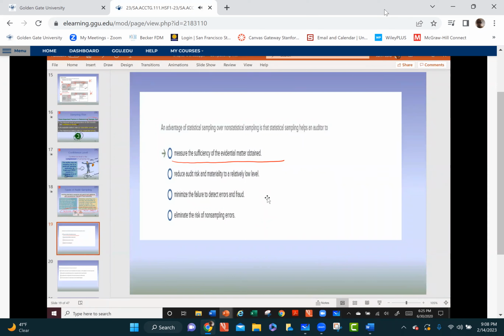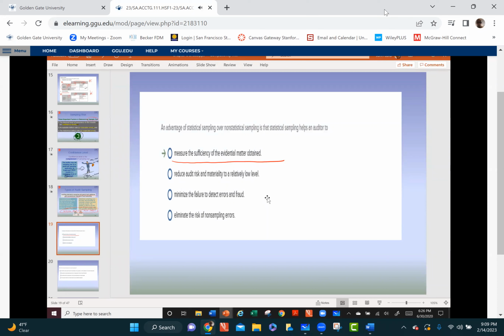Okay, so let's take a look at a couple of questions from the homework here. An advantage of statistical sampling over non-statistical: it allows us to measure the sufficiency of the evidence we obtain. We can say we are 99% sure, we're 95% sure, okay? It does not reduce audit risk and materiality to a relatively low level. Sometimes students say, well, why not? And my answer is because it doesn't, okay? It might, through sampling, help us get our confidence level. The larger the sample, the higher the confidence level. But why would it affect our materiality? So materiality really is what makes this wrong. Remember, materiality says what's the maximum amount of misstatement we'll accept in this account balance without determining that the financial statements are materially misstated. And we had both a performance materiality and an overall financial statement materiality.